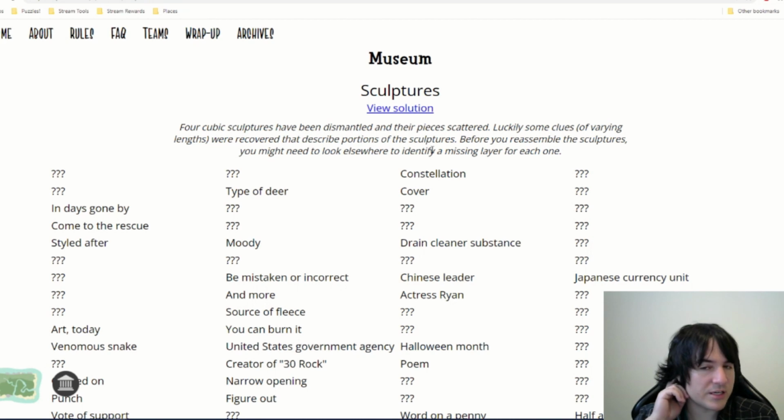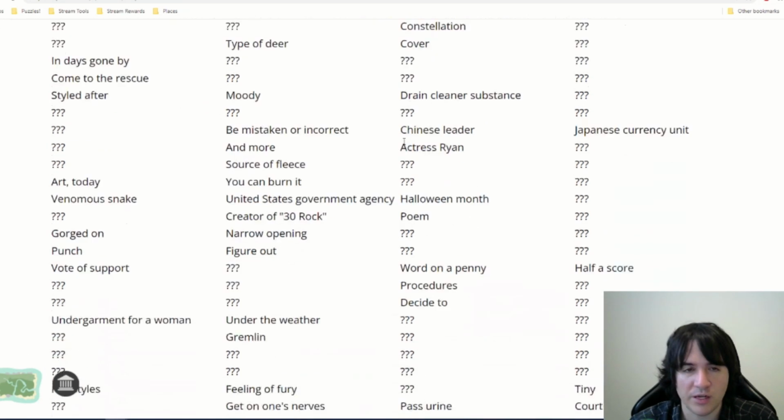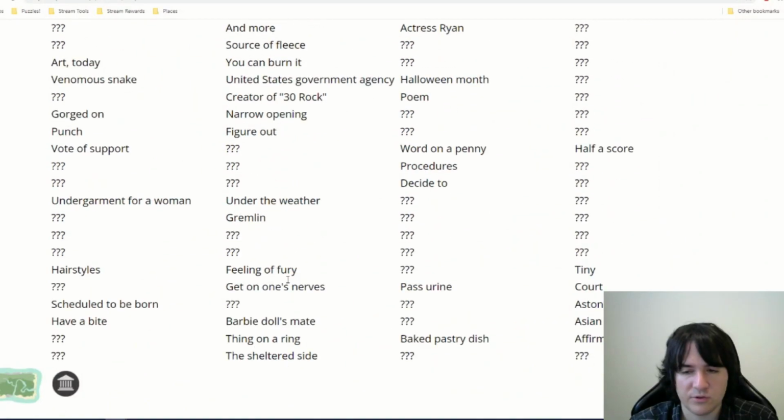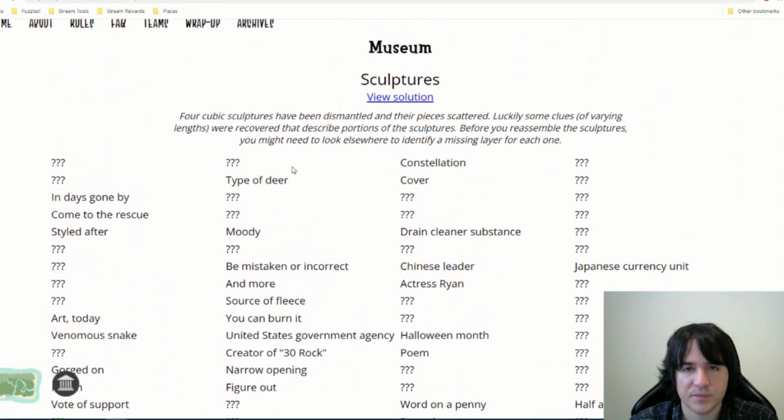Okay, so this makes it sound like a part 2, if I have to look elsewhere to find a missing layer for each one. How many of these are there? We have 27 of these. So this might be a part 2. The flavor text kind of loosely seems like it might be a part 2.